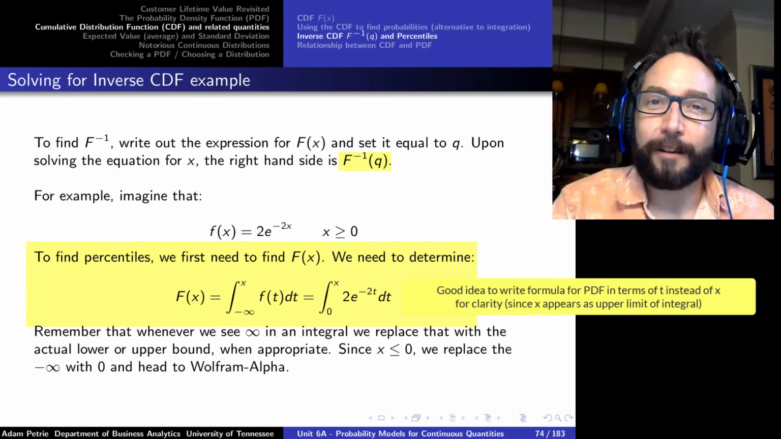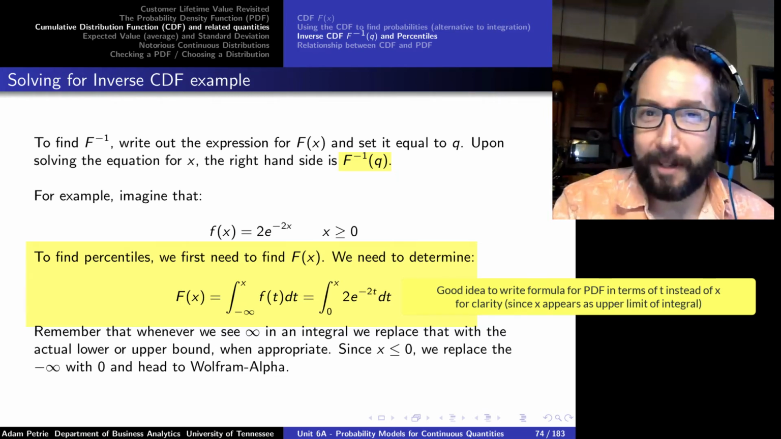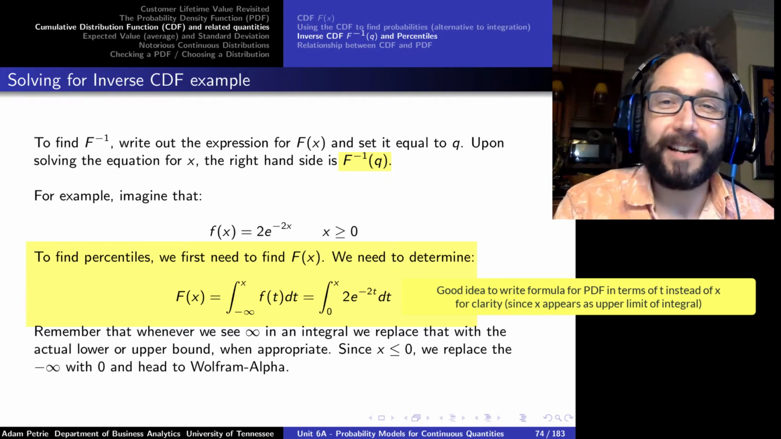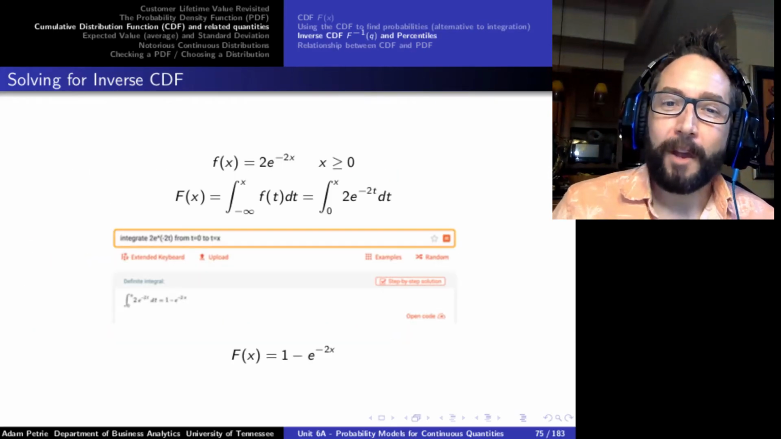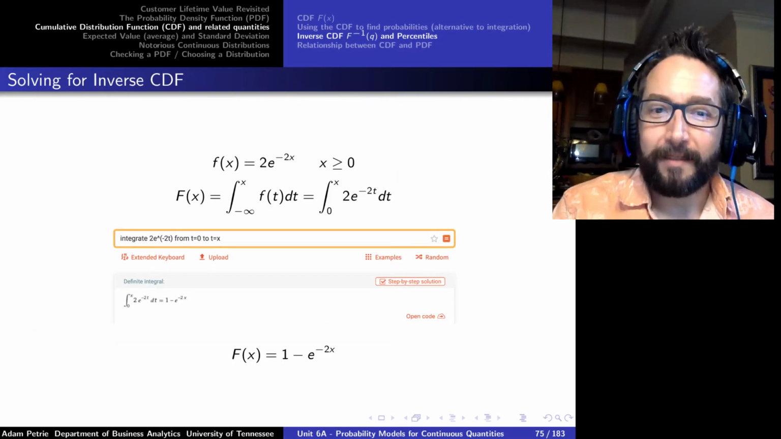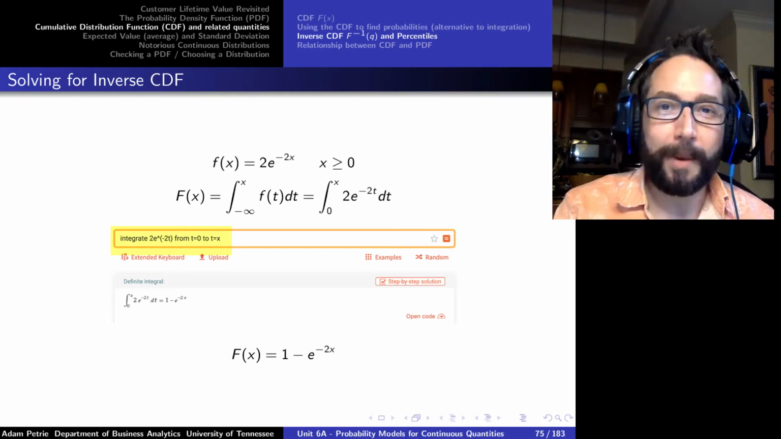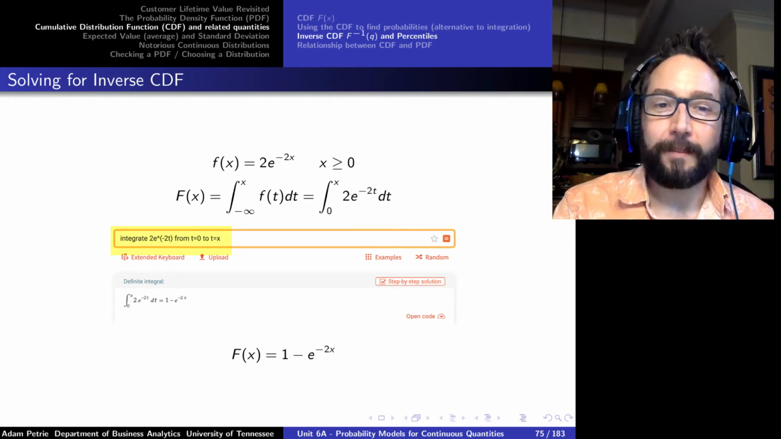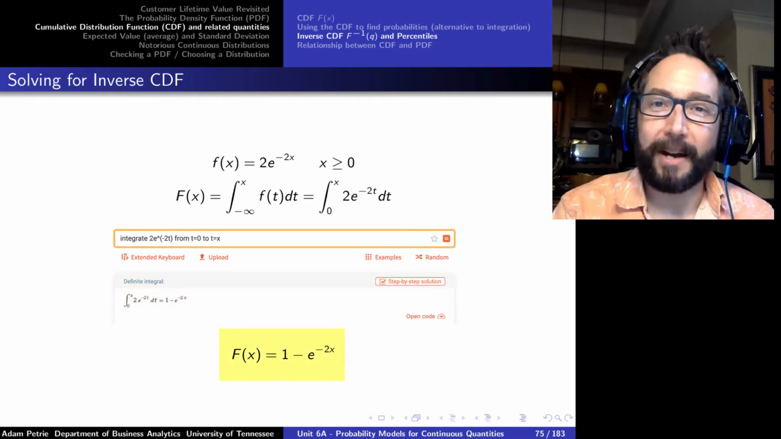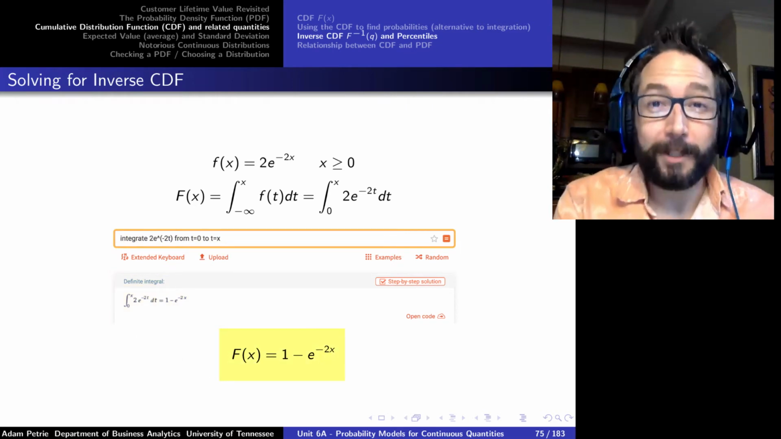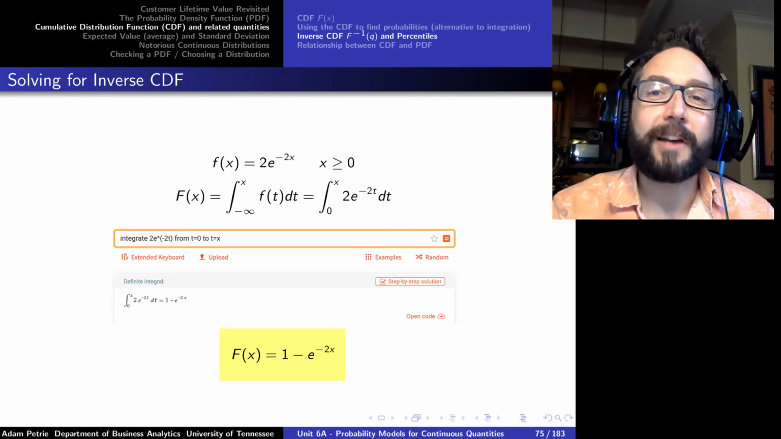And remember my trick, I like writing that formula in terms of the variable t because I already have a little x up in the upper limit of that integral. Wolfram Alpha will still figure it out, but I just like doing that for clarity's sake. So we'll ship this out to Wolfram Alpha. We'll ask Wolfram Alpha, hey, can you integrate 2 times e to the minus 2 times t, from t equal to 0, our actual lower bound, up to a value of little x? And Wolfram Alpha says, sure, I can do that, no problem. And we get a value of 1 minus e to the minus 2x out. So our formula for the CDF, the probability of observing at most a value of little x, is 1 minus e to the minus 2x.